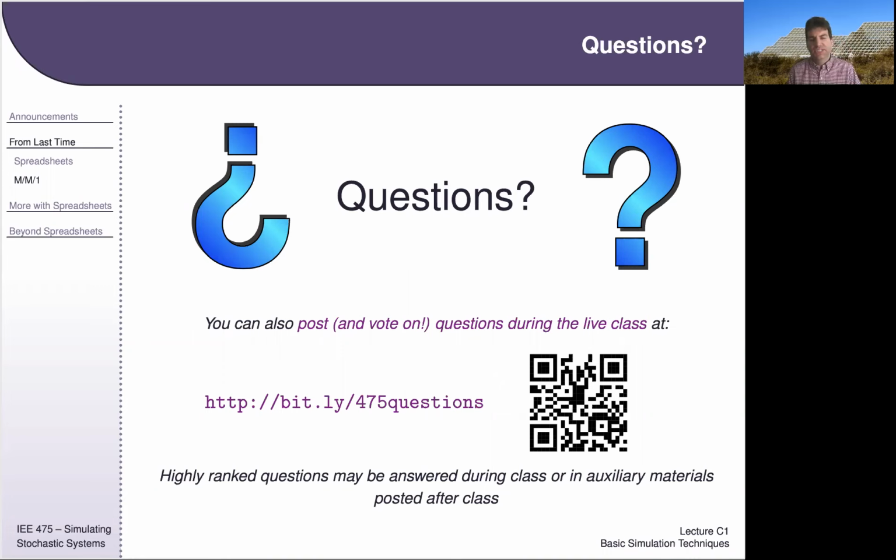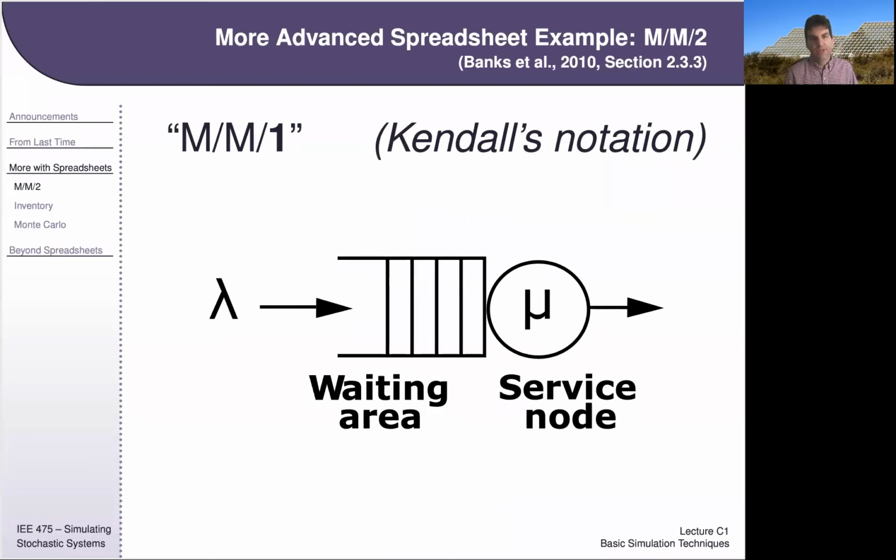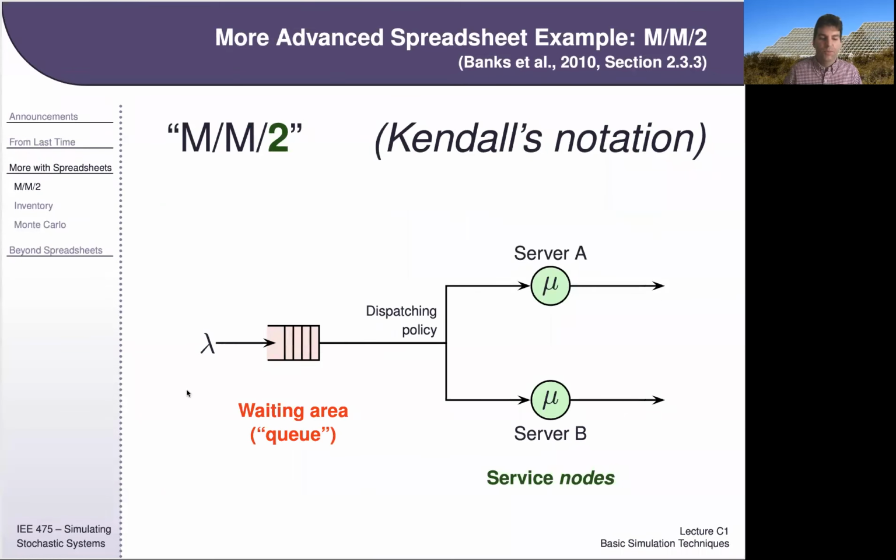So let's try to motivate how powerful spreadsheets are, but also how limiting they are. Let me jump to a more sophisticated example. In the last example, we talked about a single channel queue, which was this one right here. Now we could imagine a more sophisticated network. Here we have one waiting area, but 2 servers that feed from that waiting area. If you are waiting for a server, you can go to either one or the other based on some dispatching policy.